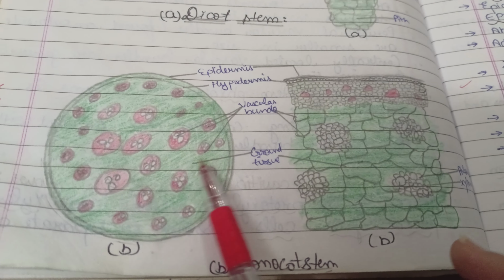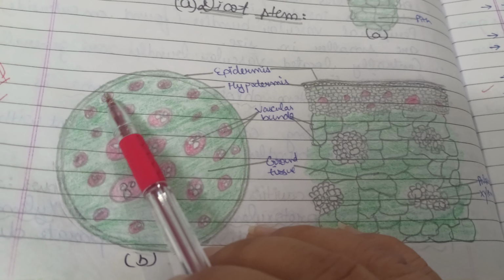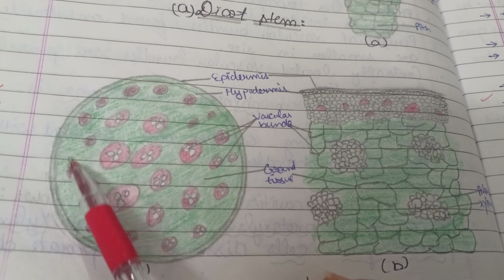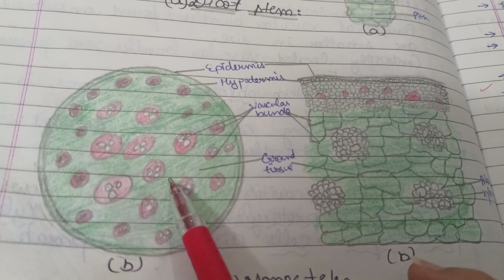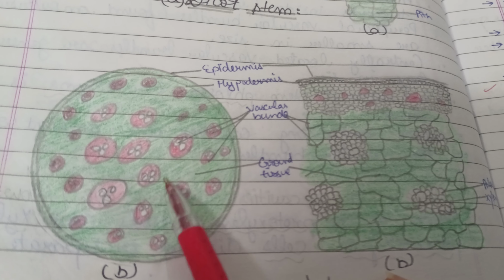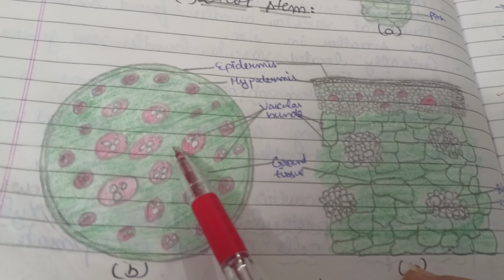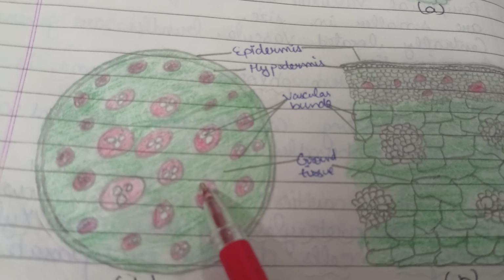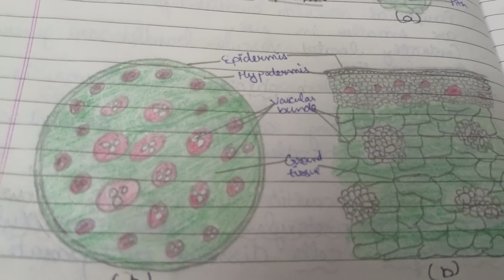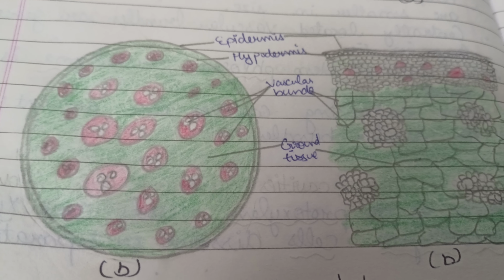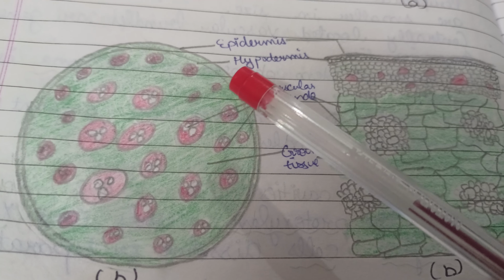Now the monocot stem, you can clearly see the theory we have done. On the outer side smaller vascular bundles are present, and in the center large vascular bundles are present. Here you can see on the periphery there is a smaller vascular bundle, and in the center there is a large vascular bundle. This green color is showing the ground tissues, and these are vascular bundles.